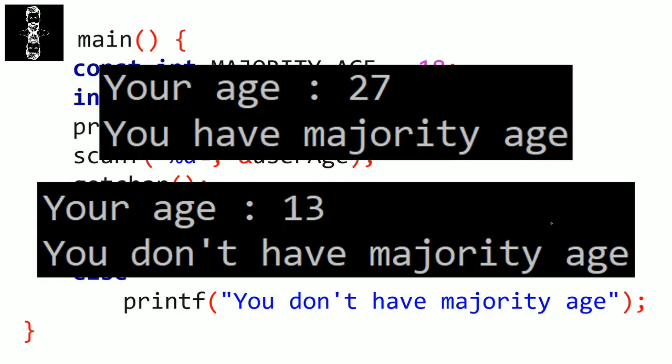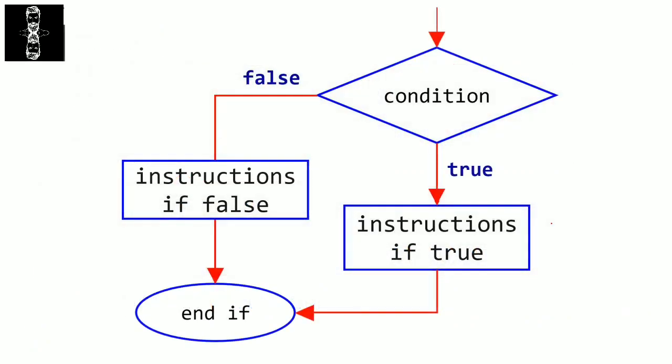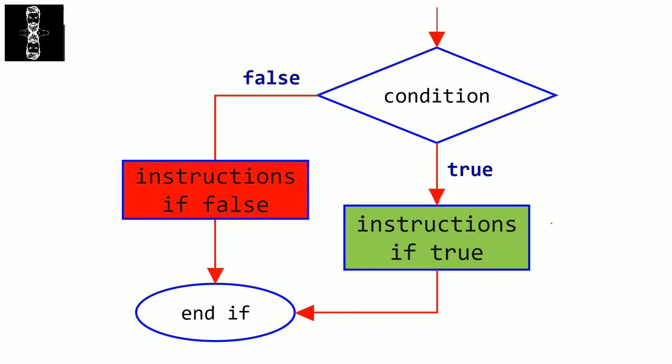And here is a little schema for what happens in if else. We have the condition, and if it's true, we execute these instructions, and if it's false, we execute these instructions. But in both cases, after it, we move to what comes after.